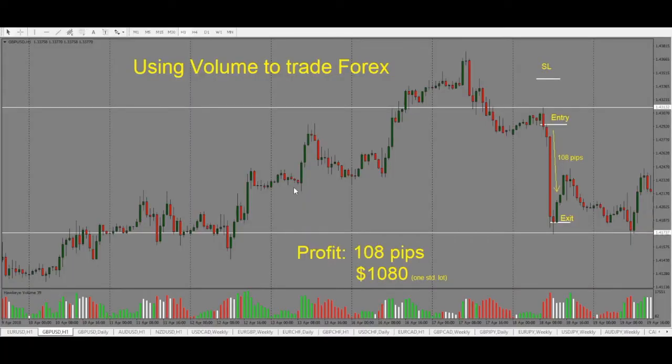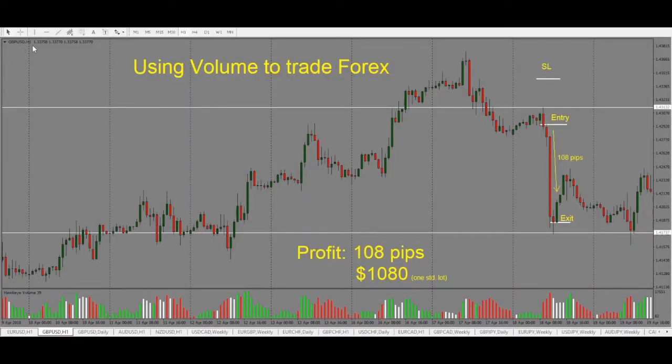In this episode, we'll take a look at how to use volume in Forex. Volume can be a very good tool when used in combination with price action. So we'll take a look at what role volume plays and how to combine it with price action to take great trades. Here we'll take a look at how to use volume to trade Forex.